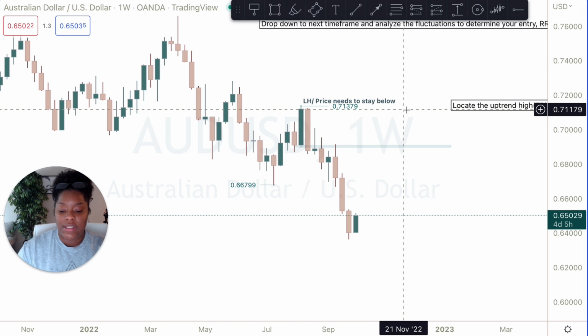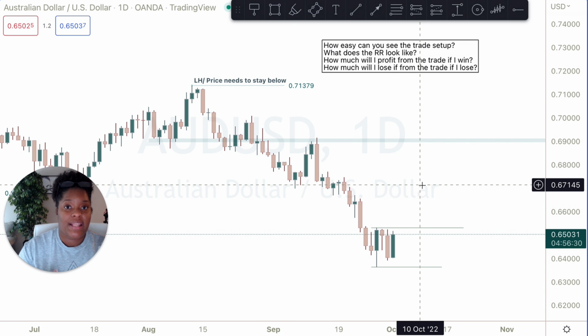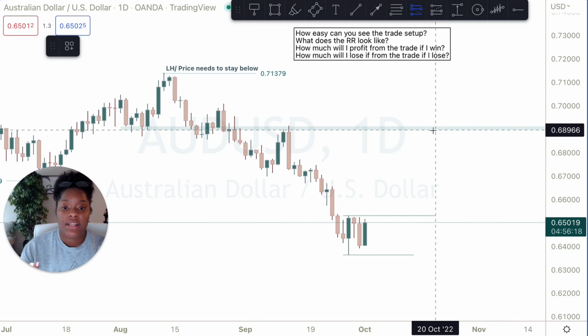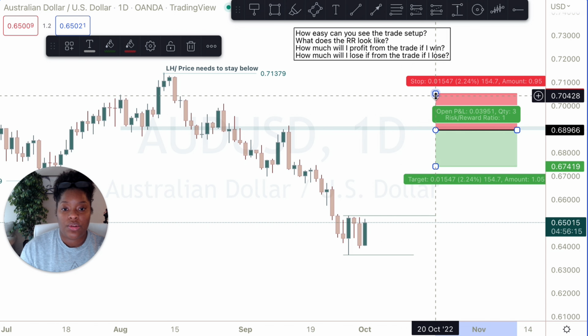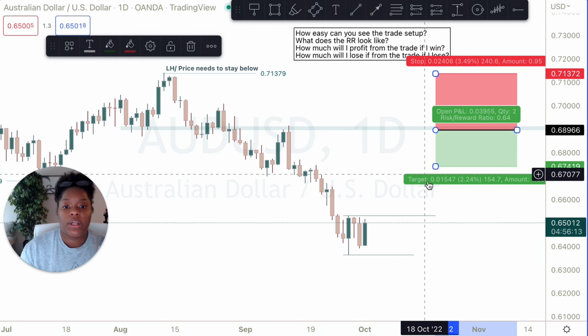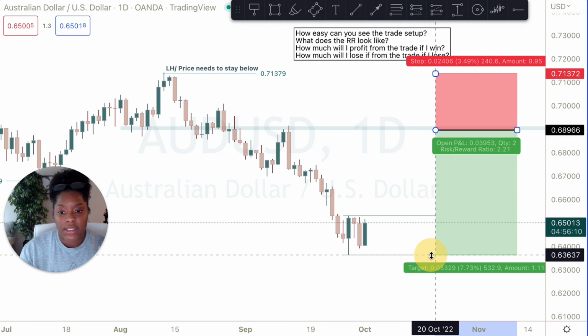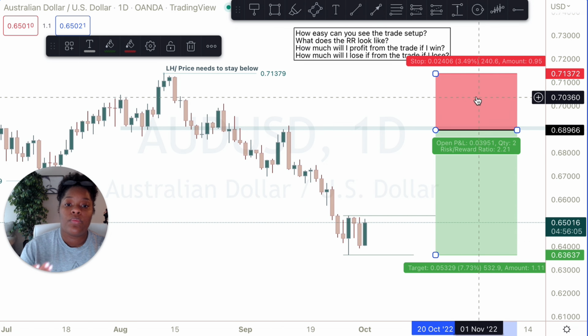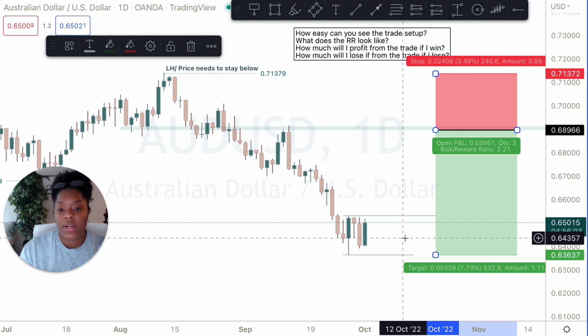So this is where I would say you have to stay patient and wait for the setup to come to you. But how would that look? Dropping down to the daily time frame, what we're going to see here is more candlesticks, a few more fluctuations, right? But right now what I want to do is also gather my risk to reward of the long-term trade. So if I set a pending order where I would want to enter the trade, and if I put the stop loss where I wanted it to go, I put my take profit where I want it to go, you will see that I have a 2.21 risk to reward. I could risk 240 pips to gain 532 pips.